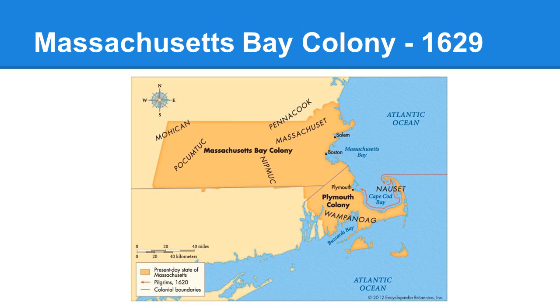Once you get over being depressed over what Thanksgiving really was, we're going to move on to the Massachusetts Bay Colony, which was developed in 1629. So, again, we're still in Massachusetts, and you can see from the map over on the right hand side is where we have the Plymouth Colony, and then we're going to also have the Massachusetts Bay Colony in 1629.